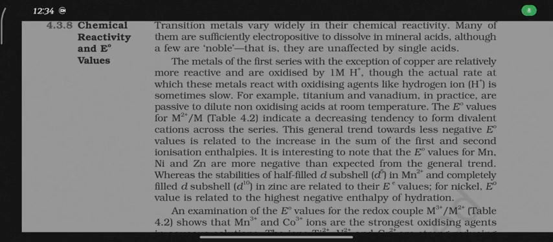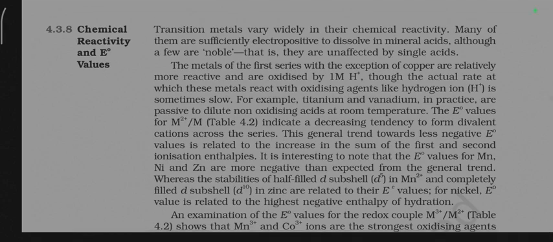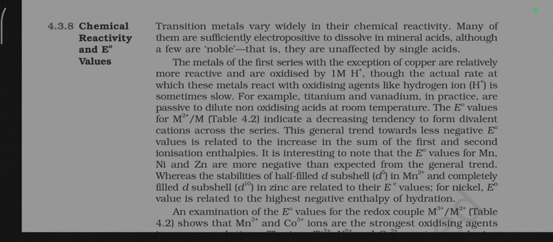Chemical reactivity and E naught values. Transition metals vary widely in their chemical reactivity. Many of them are sufficiently electropositive to dissolve in mineral acids, although a few are noble, that is, they are unaffected by single acids. The metals of the first series, with the exception of copper, are relatively more reactive and are oxidized by 1 M H+, though the actual rate at which these metals react with oxidizing agents like hydrogen ion is sometimes slow. For example, titanium and vanadium in practice are passive to dilute non-oxidizing acid at room temperature.